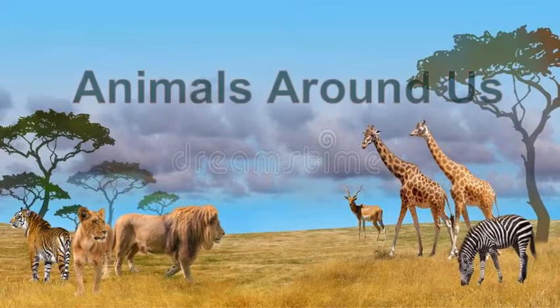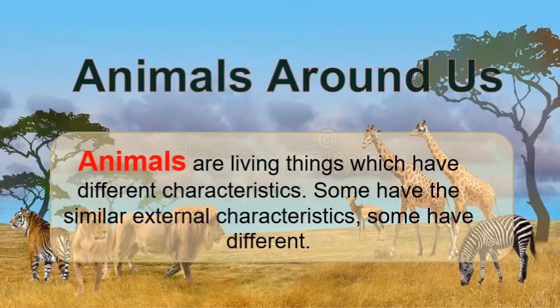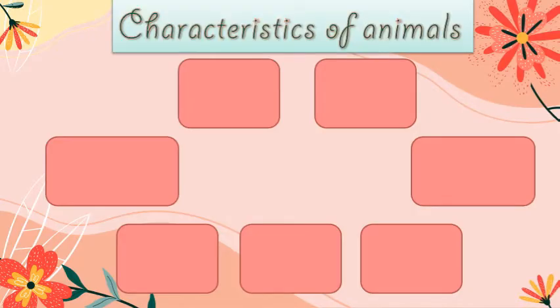Animals around us. Animals are living things which have different characteristics. Some have similar external characteristics, some have different. Let's begin our lesson with characteristics of animals.